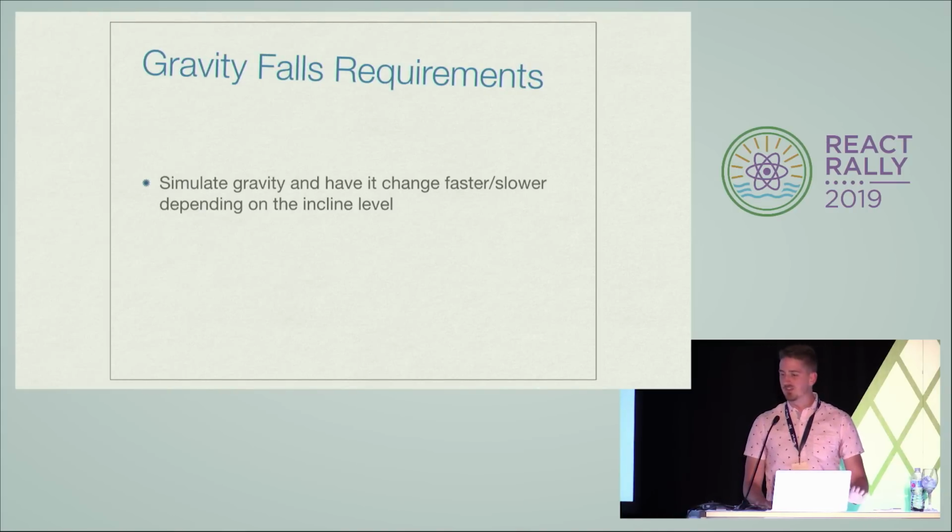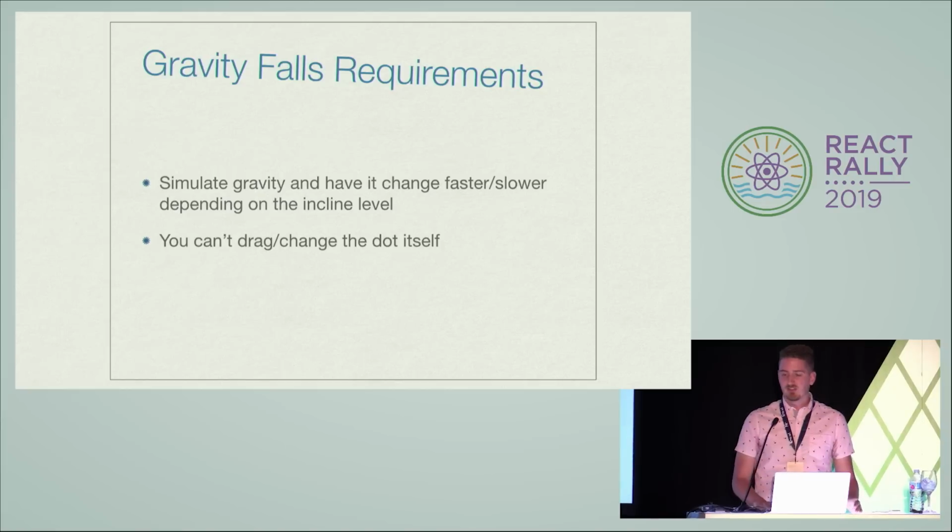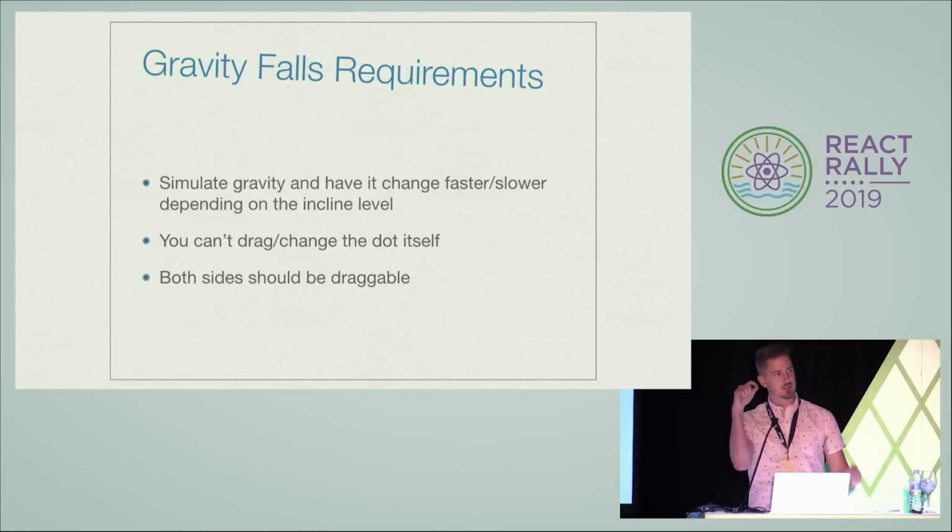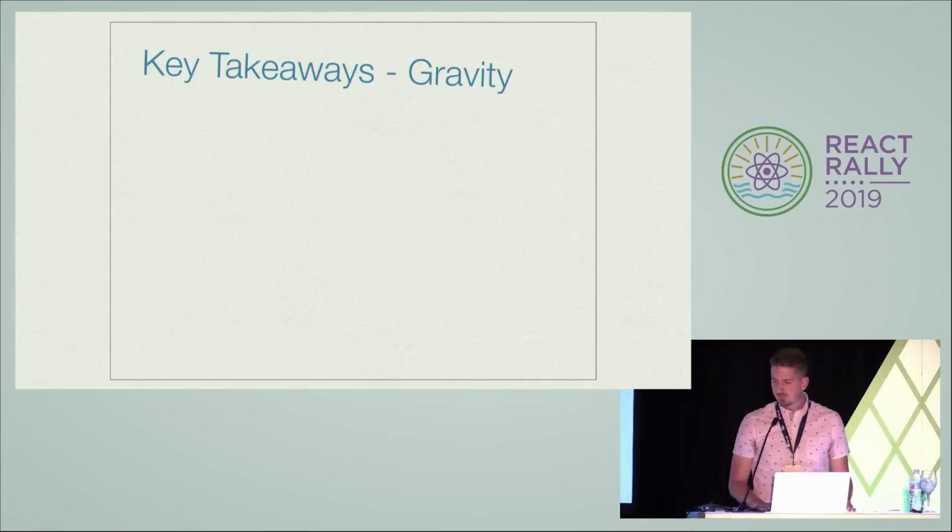So we're going to have to simulate gravity and have the volume change faster or slower depending on the incline level. Next, I'm going to say that you can't drag the dot itself. That's cheating. That's a good interface. We want horrible interfaces. And then finally, we want both sides to be able to be draggable, and I'll touch on that in a minute, why that's important.